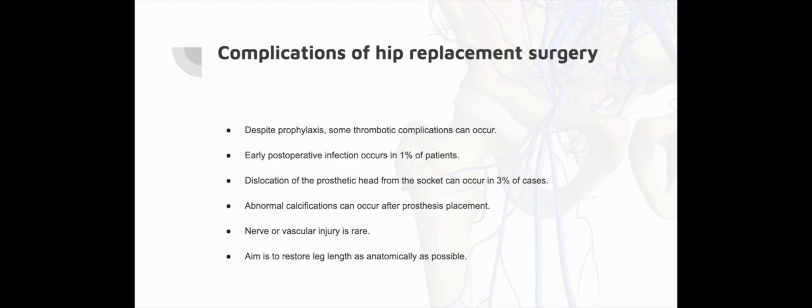Complications of hip replacement surgery. Hip replacement surgery, despite its advancements, is not without its complications. These include thromboembolism, infection, dislocation of the prosthesis, periarticular calcifications, nerve or vascular injury, fracture or perforation, and leg length discrepancies. Thromboembolism, the formation of blood clots, can occur despite preventive measures like anticoagulants.